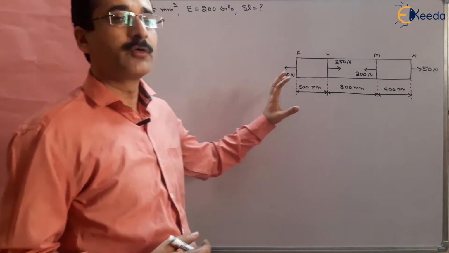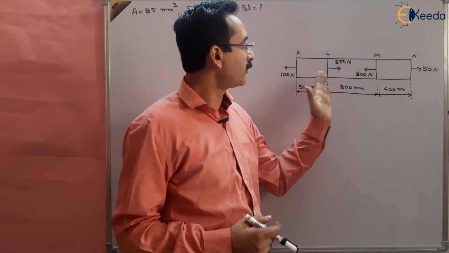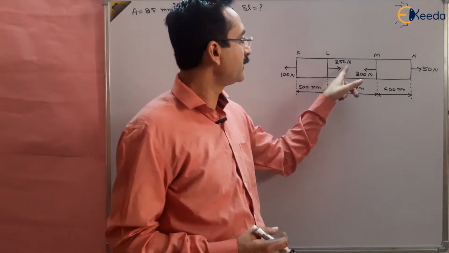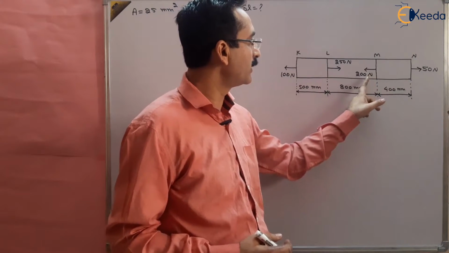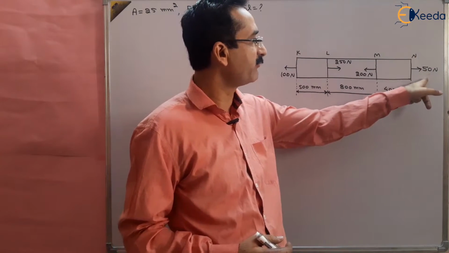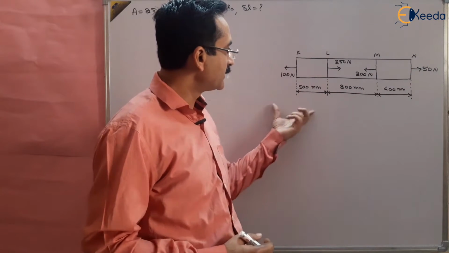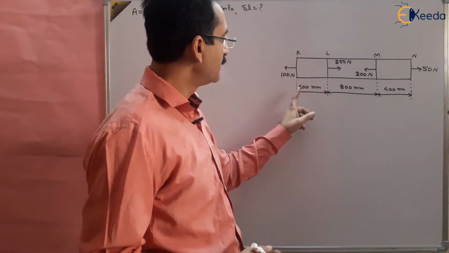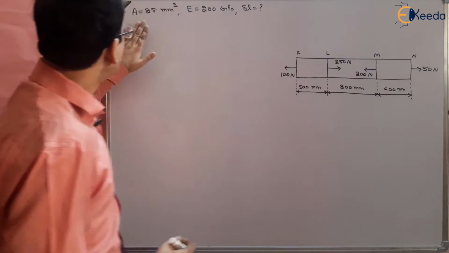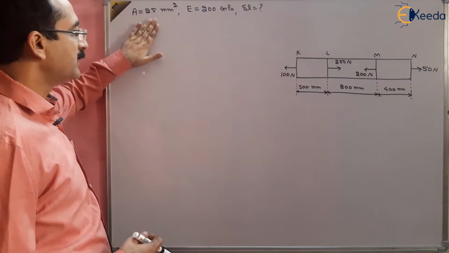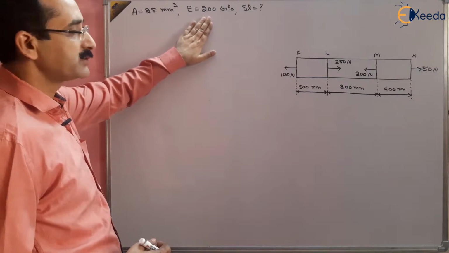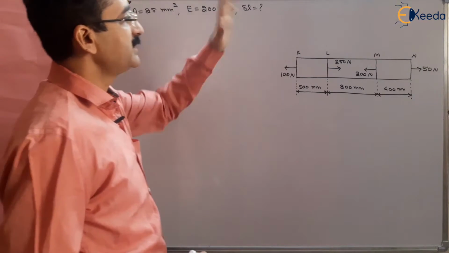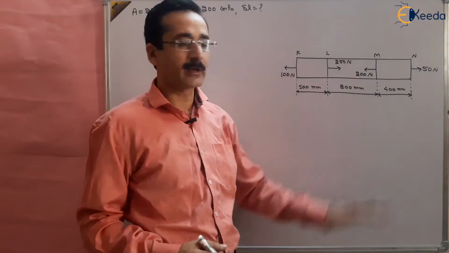We are given a steel rod on which the following loads are applied: 100 Newton at K, 250 at L section, 200 at M section, and 50 Newton at N section. The length of each section is also given. Total length of the rod is 1700, and we are also given the cross-sectional area of this steel rod, 25 mm square, and modulus of elasticity of the steel is 200 gigapascal. We have to find out the change in length in the steel rod when these loads are applied, right?